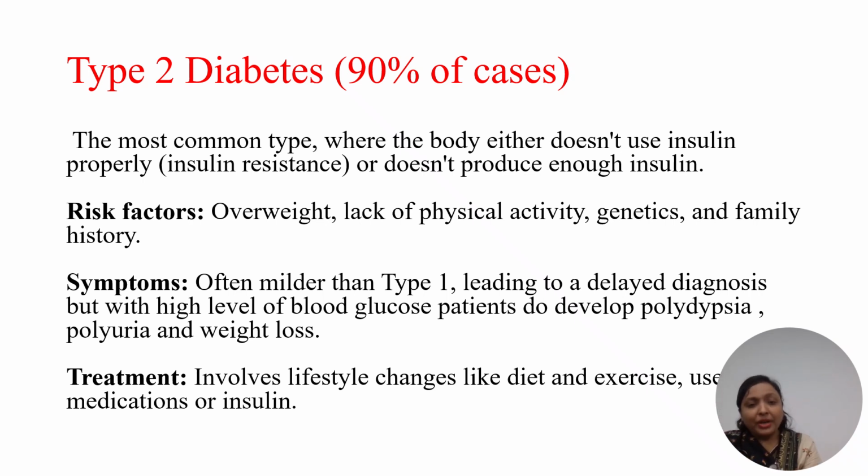What are the risk factors for having type 2 diabetes mellitus? Overweight, lack of physical activity, genetics, and family history. The symptoms of type 2 diabetes are often milder than the type 1 diabetes, leading to a delayed diagnosis. But with a high level of blood glucose levels, patient might develop polydipsia, polyuria, and weight loss. The treatment of type 2 diabetes mellitus include lifestyle changes, diet and physical activity, and medications, oral hypoglycemic agents, and insulin.